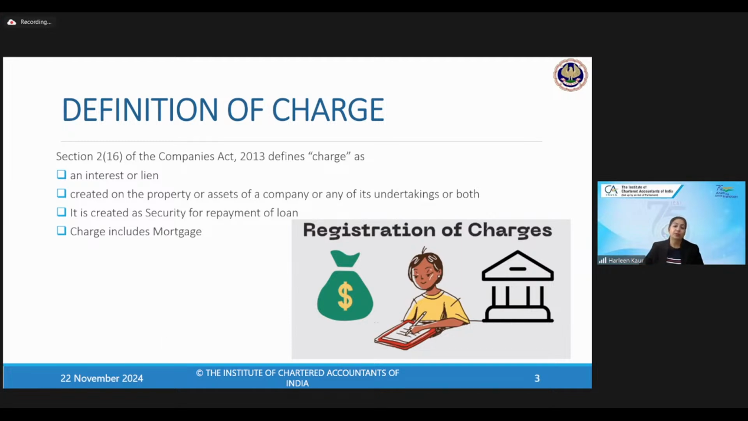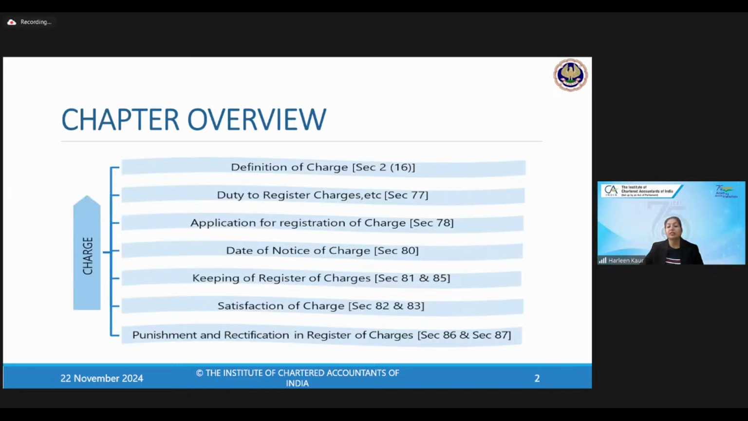So first we'll be doing the meaning, then we'll be doing section 77. That is, it is the duty of the company to get this charge registered. How the application has to be made with ROC, what is the number of days to be given, how the process and compliance need to be done, that is given under section 78. Section 80 to 87 are very, very simple. Section 80 tells about the date of notice of charge. What is the main date on which the charge will be considered to be registered?